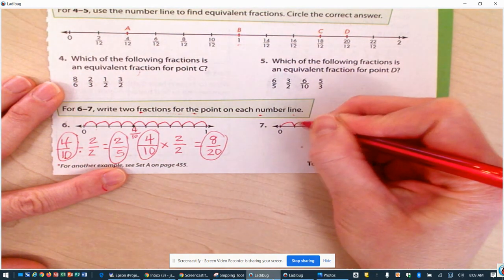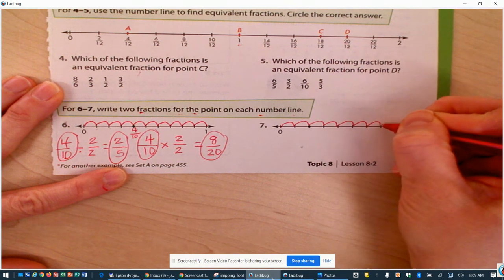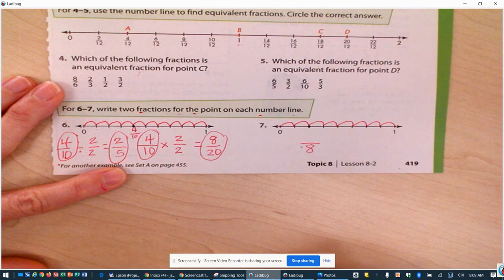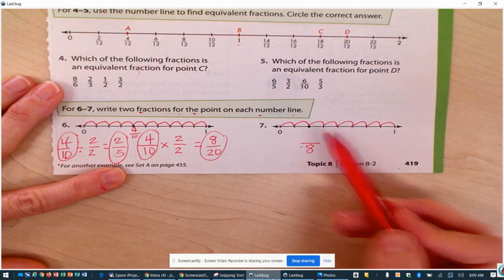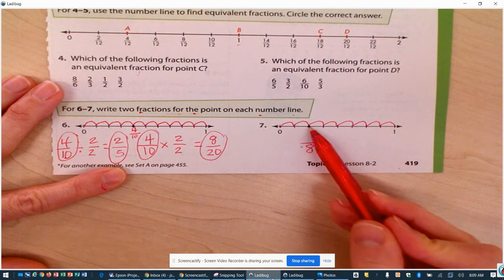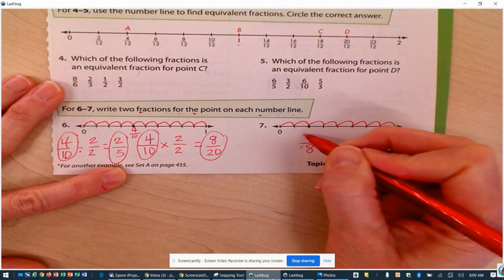Okay, 1, 2, 3, 4, 5, 6, 7, 8. Hopefully you came up with a denominator of 8 because there are 8 pieces. Now I want you to figure out what our black point is lying at as far as eighths are concerned. So how many eighths is this black point representing? All right, hopefully you said 2.